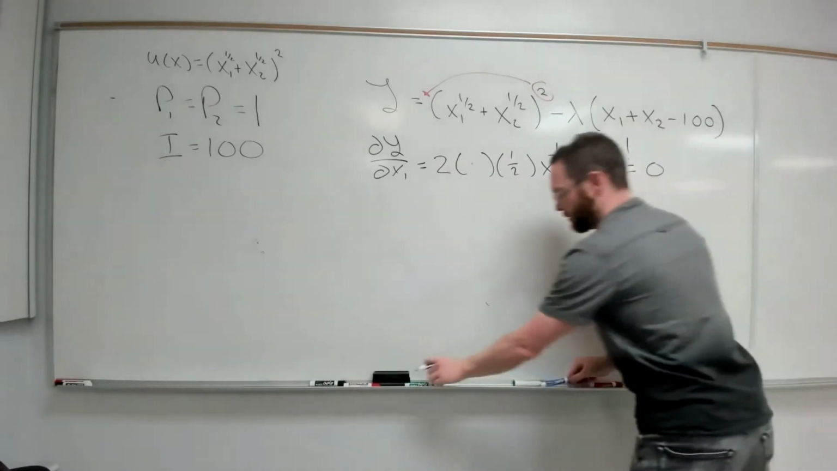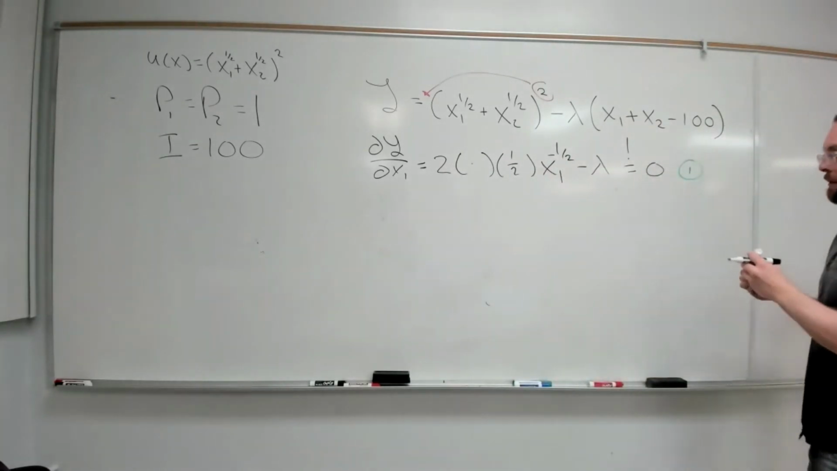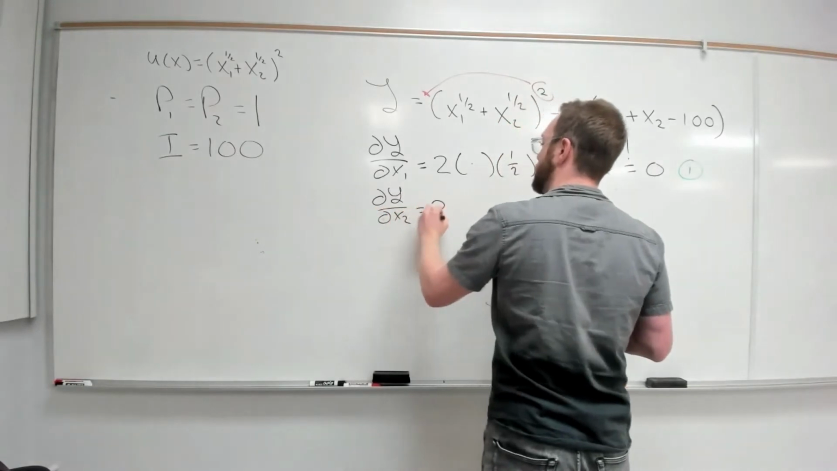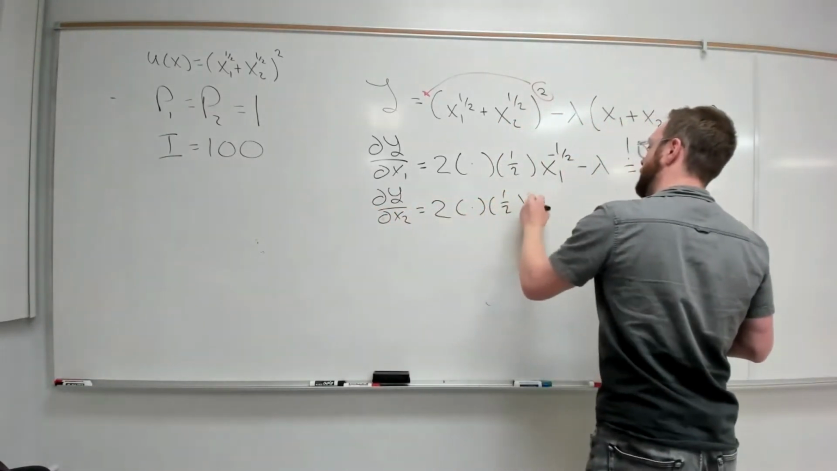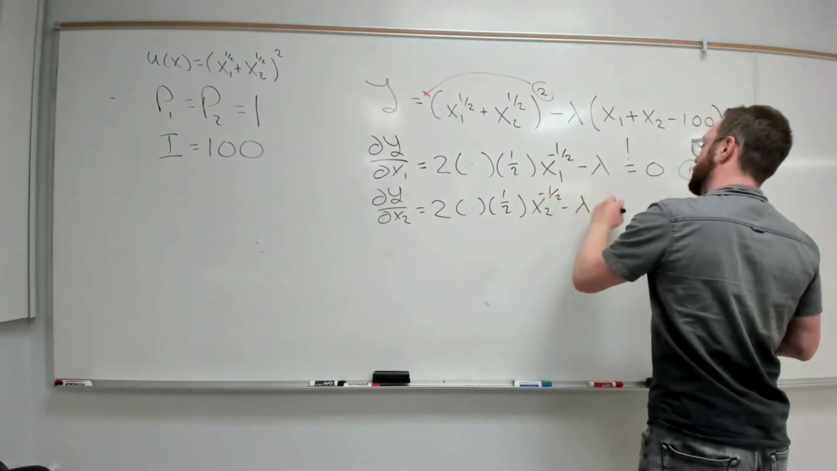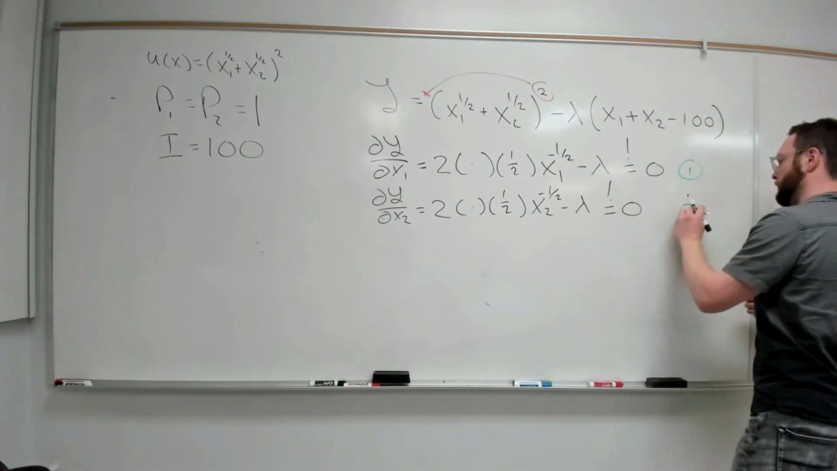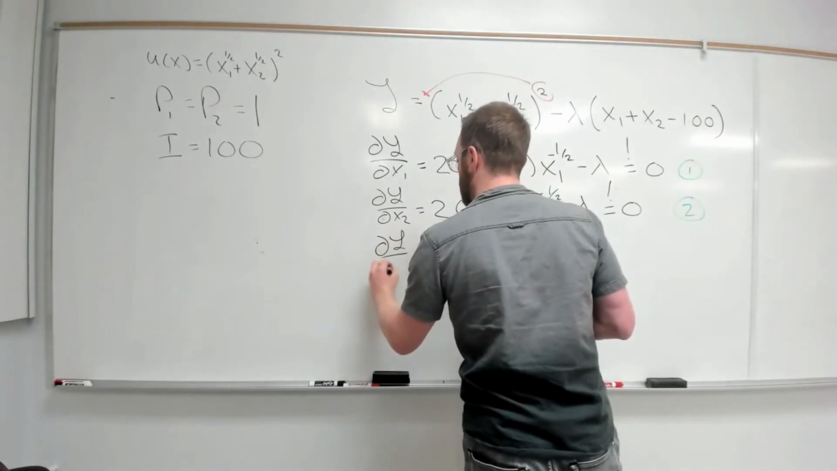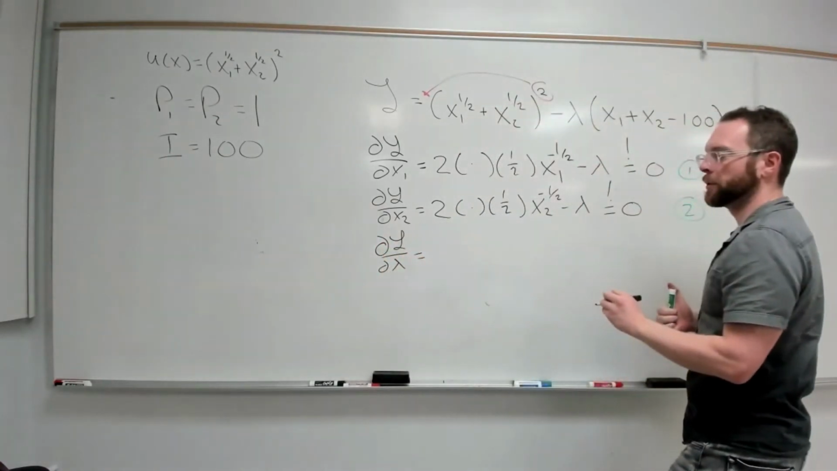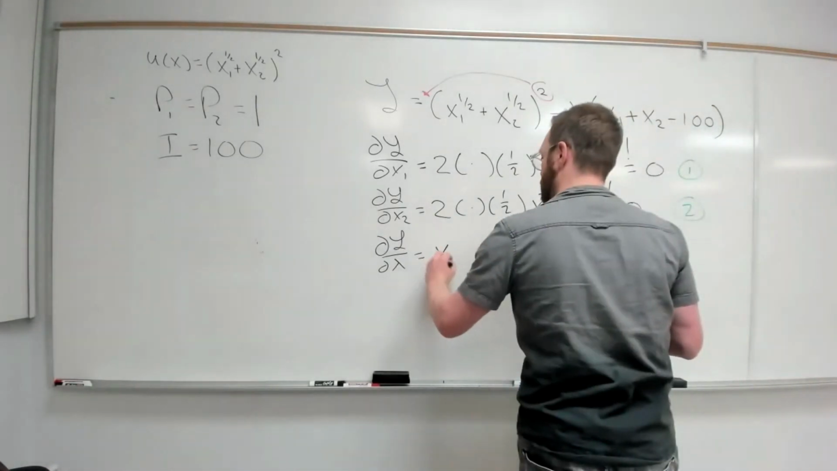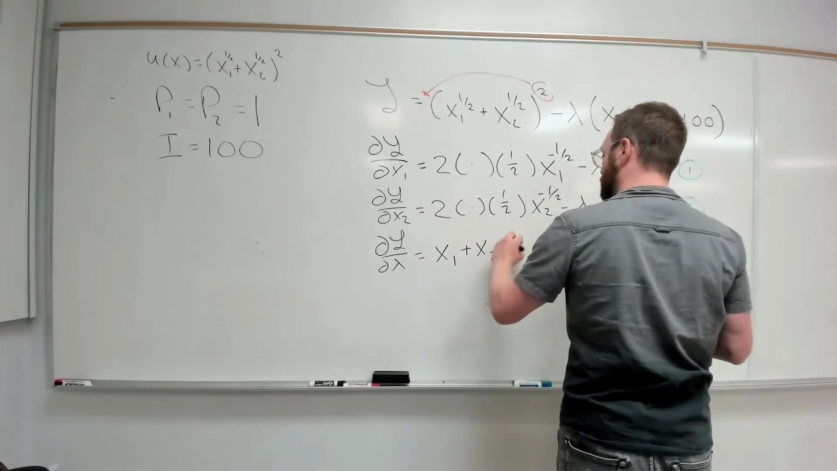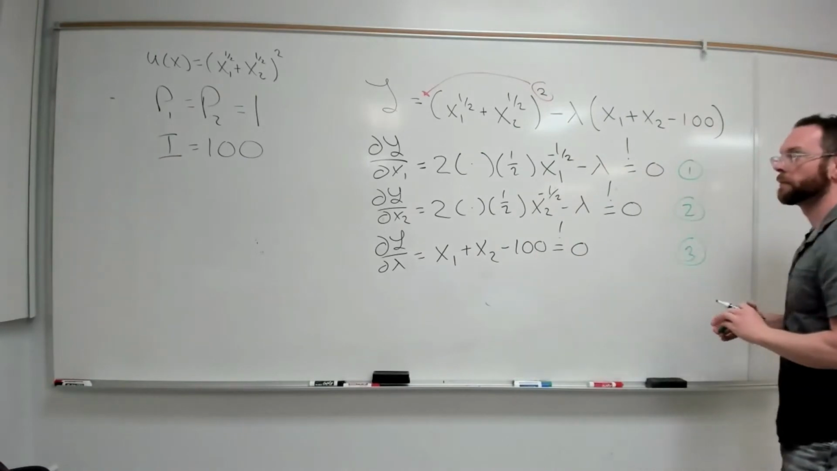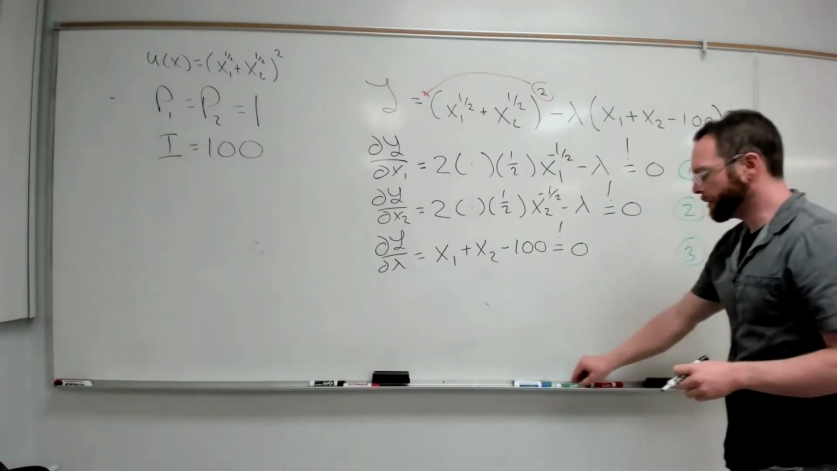Call this, I like to use green, equation 1. It's our first order condition. And we'll have a symmetric first order condition for x2. Call that equation 2. And as always, we will get back our constraint when we take the derivative with respect to lambda. So here are 3 first order conditions.